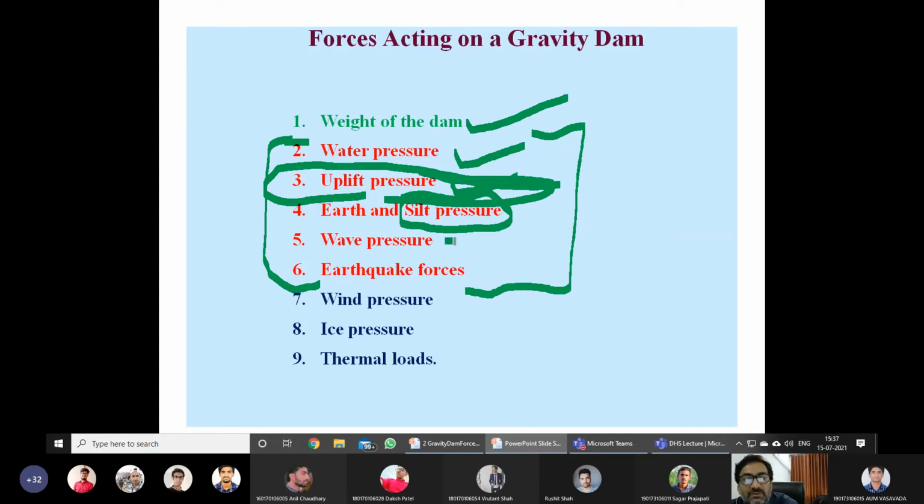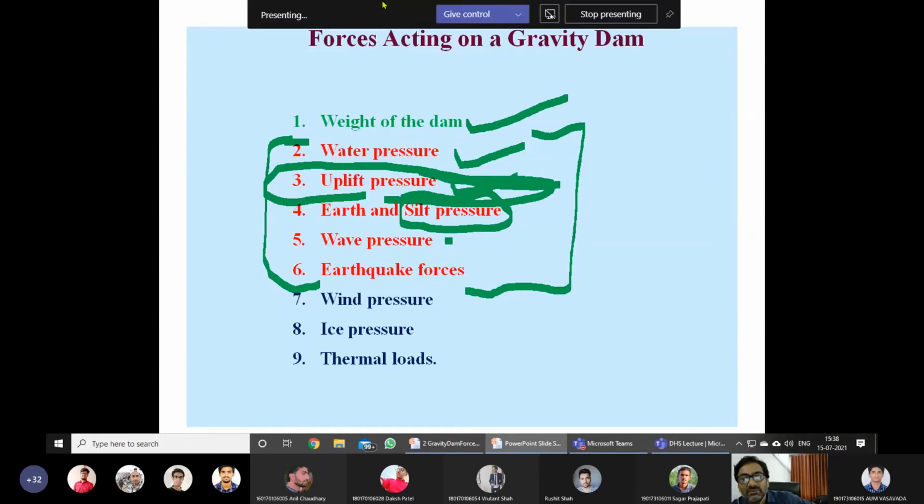Then the wave pressure is because of water stored, and earthquake forces, though we are not going into much detail till this point. The earthquake forces and waves, earthquake waves, generate force in the water getting stored, and then they travel, and sometimes they add to the stability, and sometimes they create critical conditions. So all these forces in one way or another are connected to the water stored upstream in the reservoir.